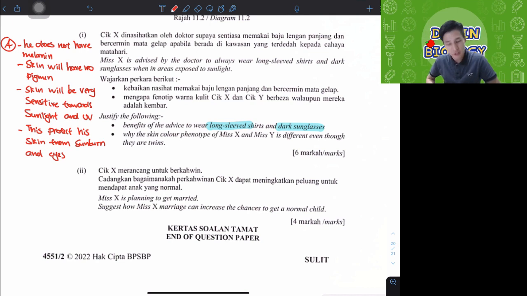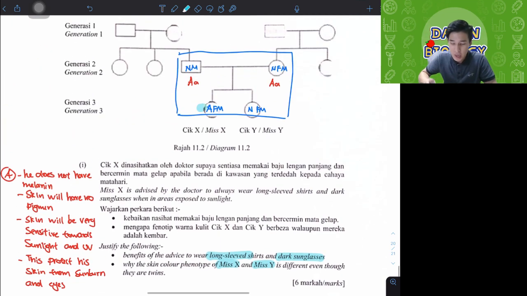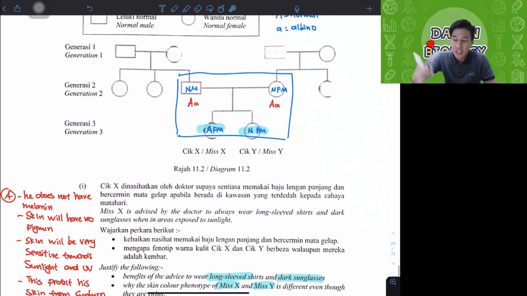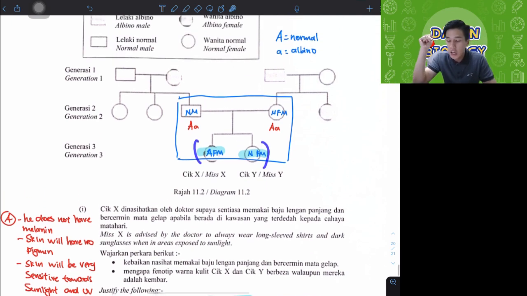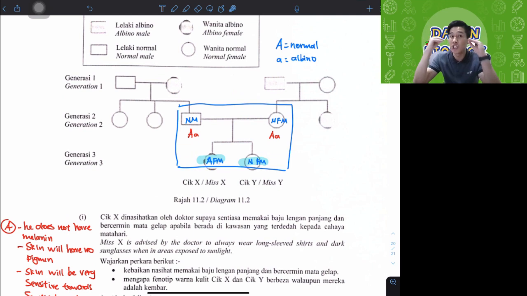Okay, then the next one actually very easy. Why the skin color phenotype of Miss X and Y is different even though they are twins? So they say that these two children are twins, but why one is albino, one is not? The only way for that to happen is by having non-identical twins, kembar tidak seiras. That is because if you are twins, you have the same gene. So if one albino, both have the same.